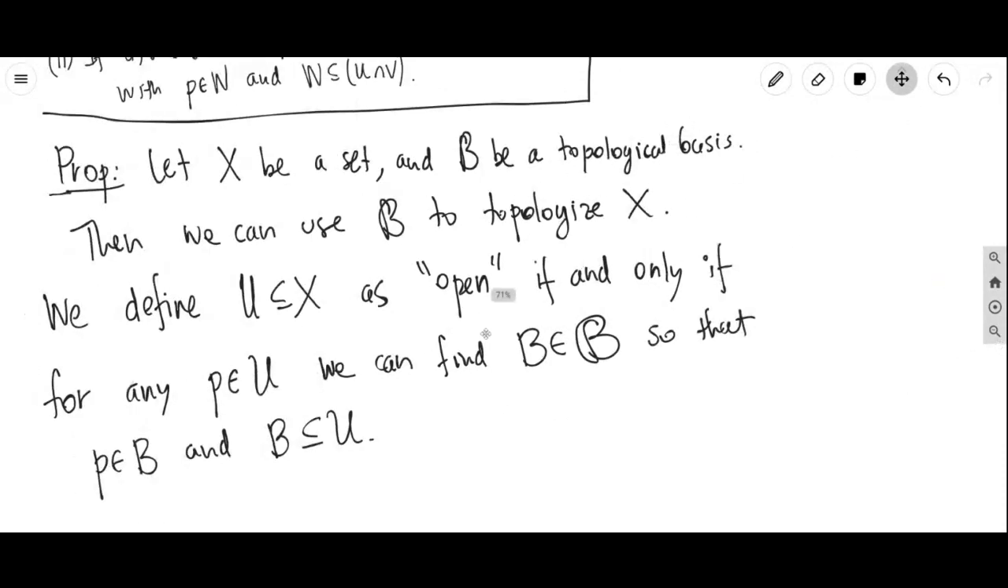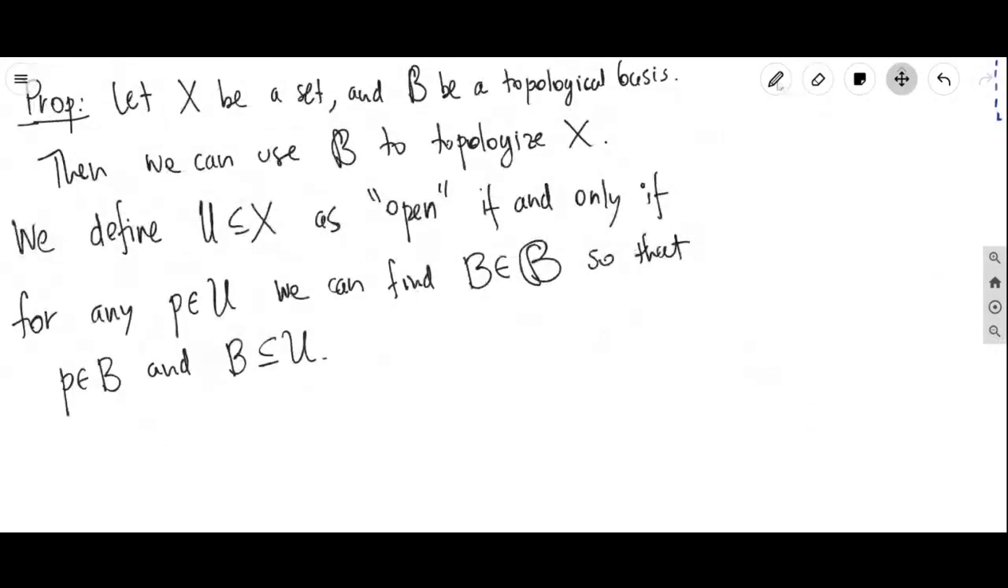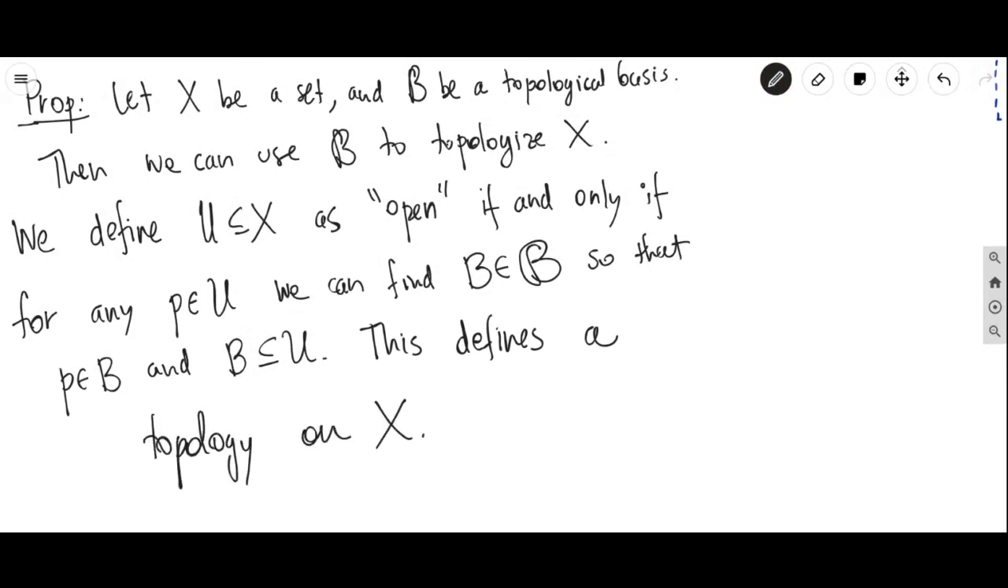And then the actual proposition. When you look at this, you might say, well, what's the proposition? The proposition is that this defines a topology on X. So this definition gives you a topology on X. If you define an open subset of X as something that satisfies this kind of requirement, you're saying that it is open if and only if it satisfies this requirement.